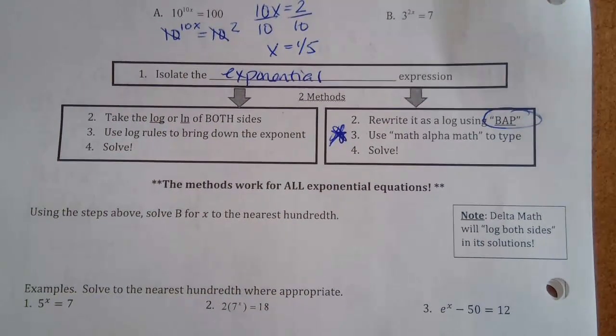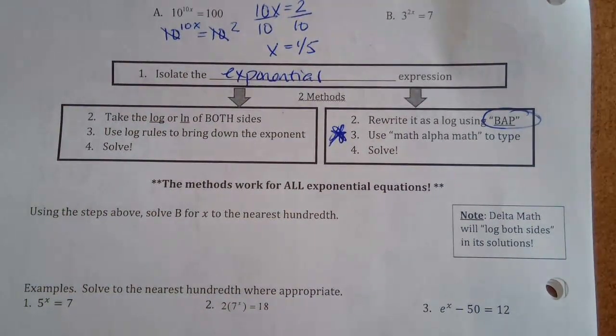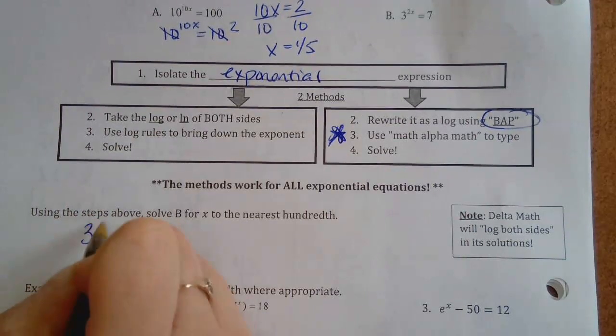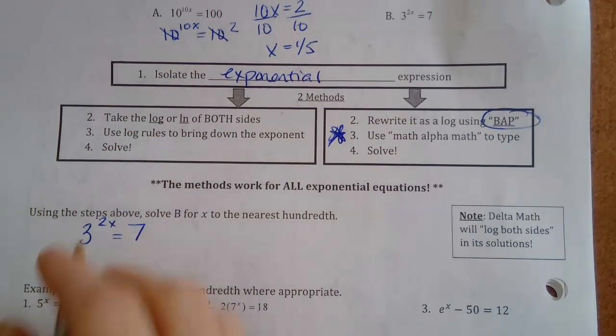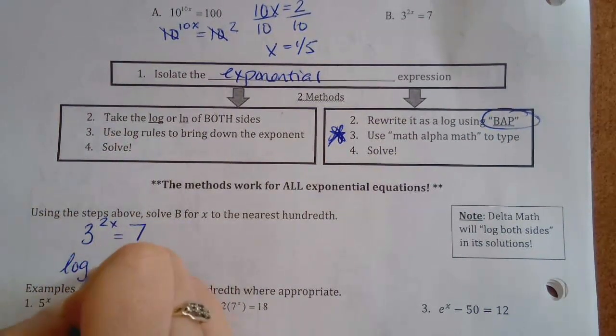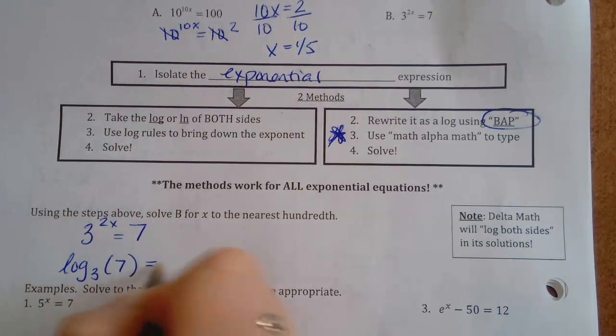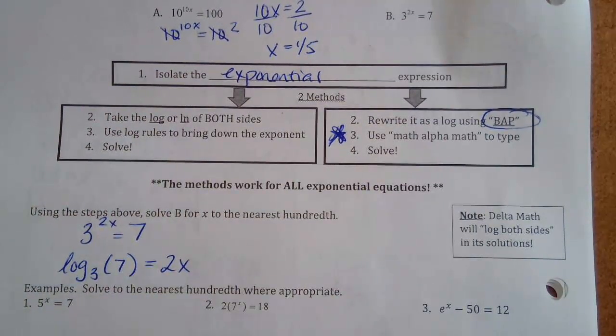All right, so now it says now let's use logs and solve for x. Even though I just showed you the answer in the calculator, I want to show you that it works. So we have 3 to the 2x equals 7. I want to bap this, so I'm going to turn it into a log. So log base 3 of 7 equals 2x. I can type log base 3 of 7 in my calculator using math alpha math.